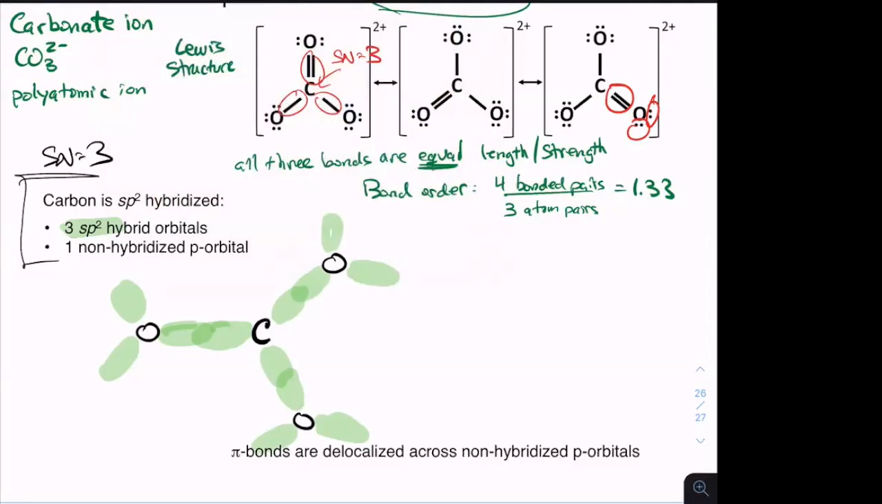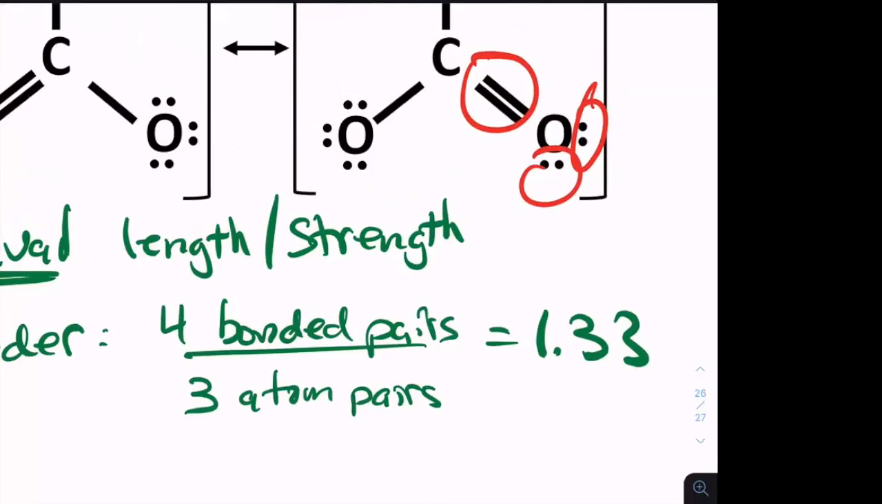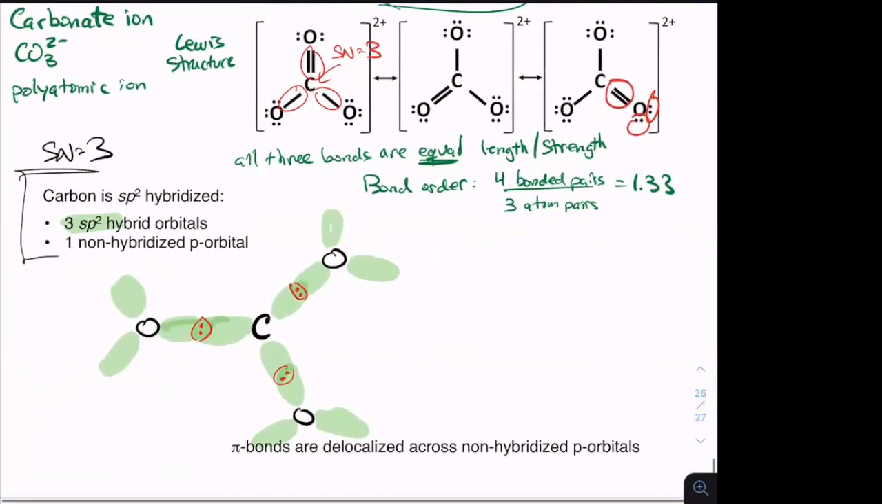Now let's put our electrons in as well. Here we have a sigma bond between the carbon and each of the oxygens. We have a shared pair there. And in the oxygens, notice that 2 of those hybrid orbitals are going to have lone pairs in them. So let's put the lone pairs in. They're not going anywhere.